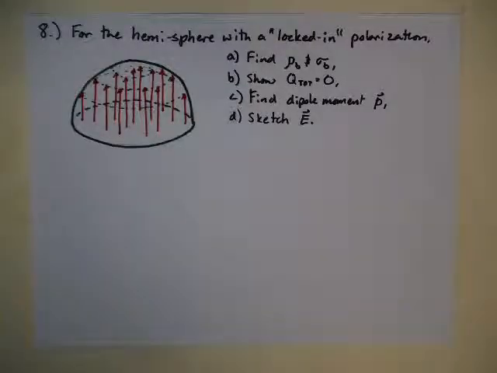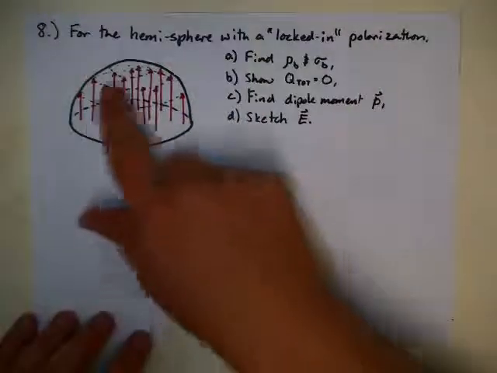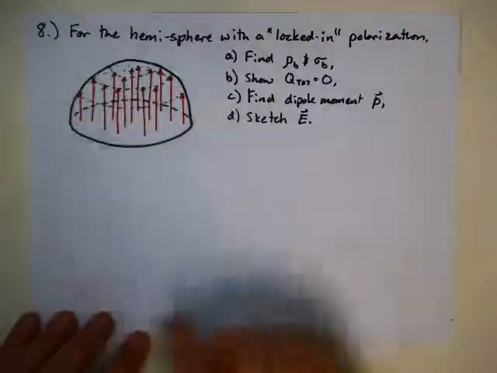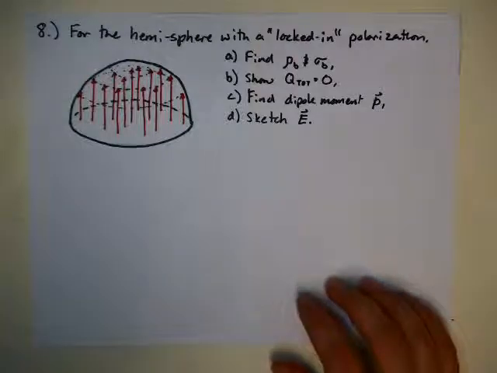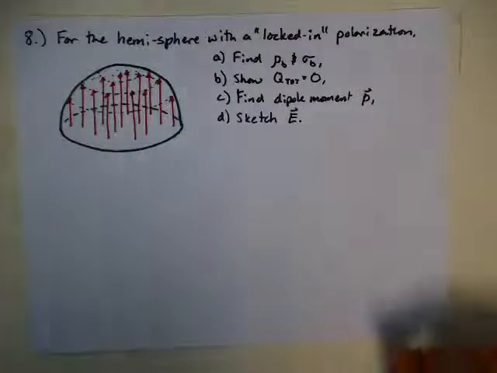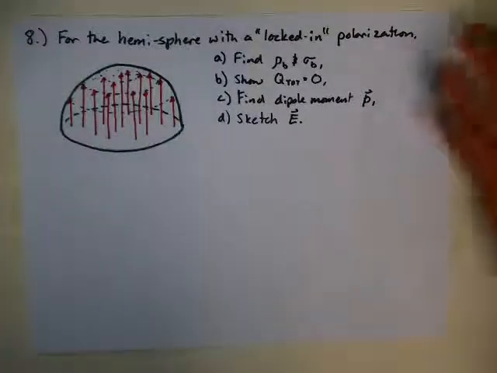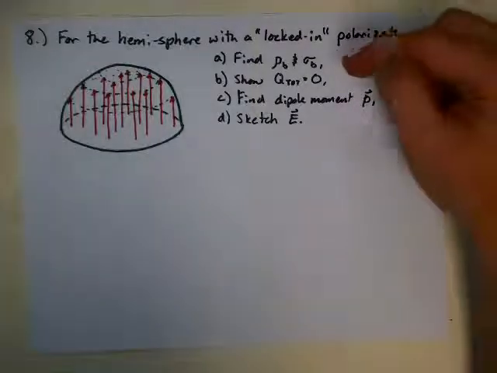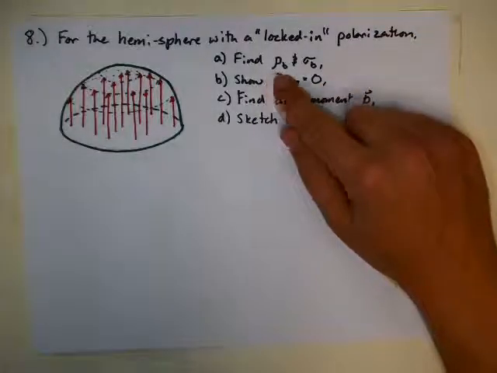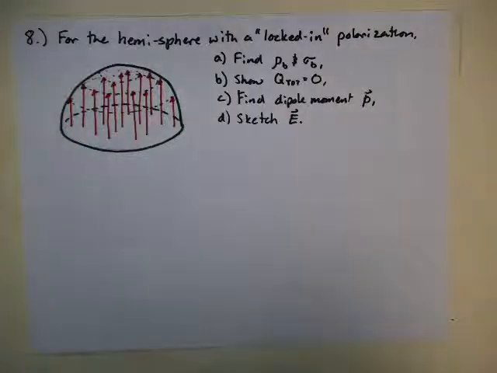Second midterm practice exam, problem 8. For a hemispherical dielectric, that's this green hemisphere here, with a locked-in polarization. So I tried to draw that with the red arrows there. I have several things. I need to find the bound volume and surface charge densities.